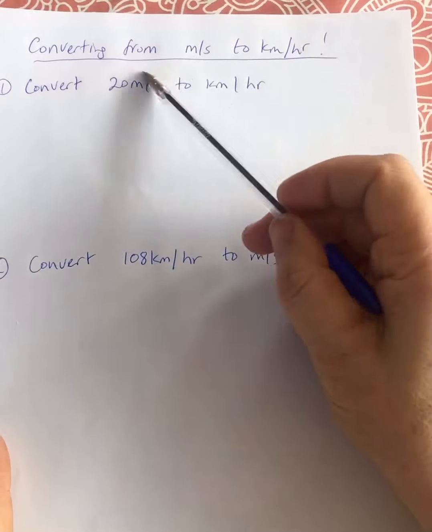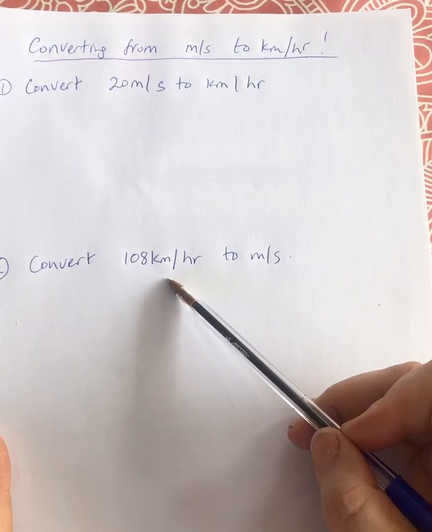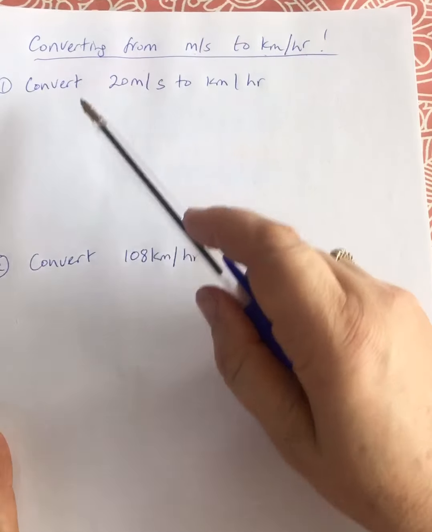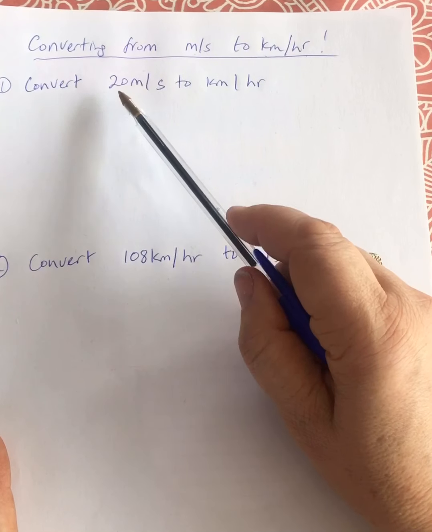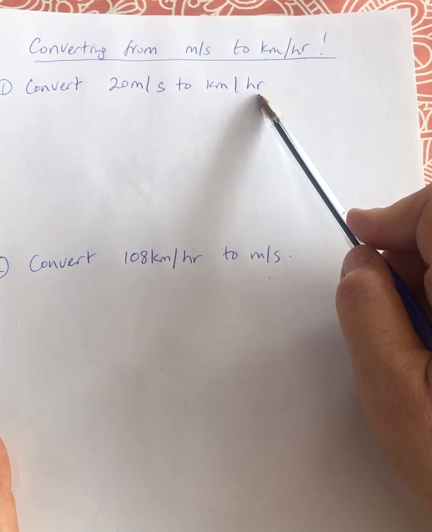Today we want to learn how to convert from meters per second to kilometers per hour and from kilometers per hour to meters per second. So the first question we're going to look at is converting. If someone travels at 20 meters per second, what would that be in kilometers per hour?